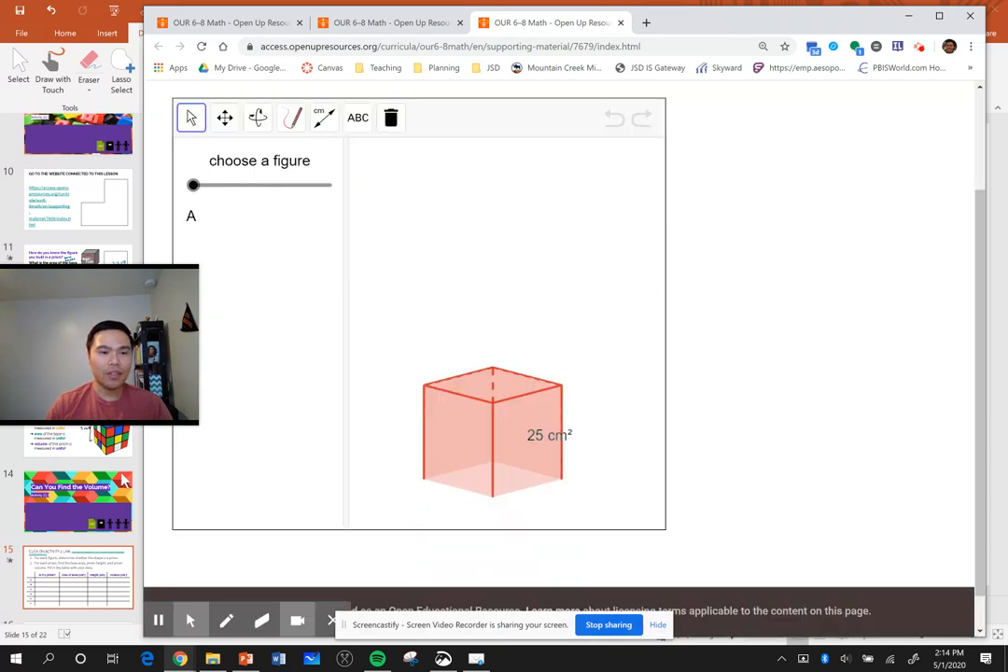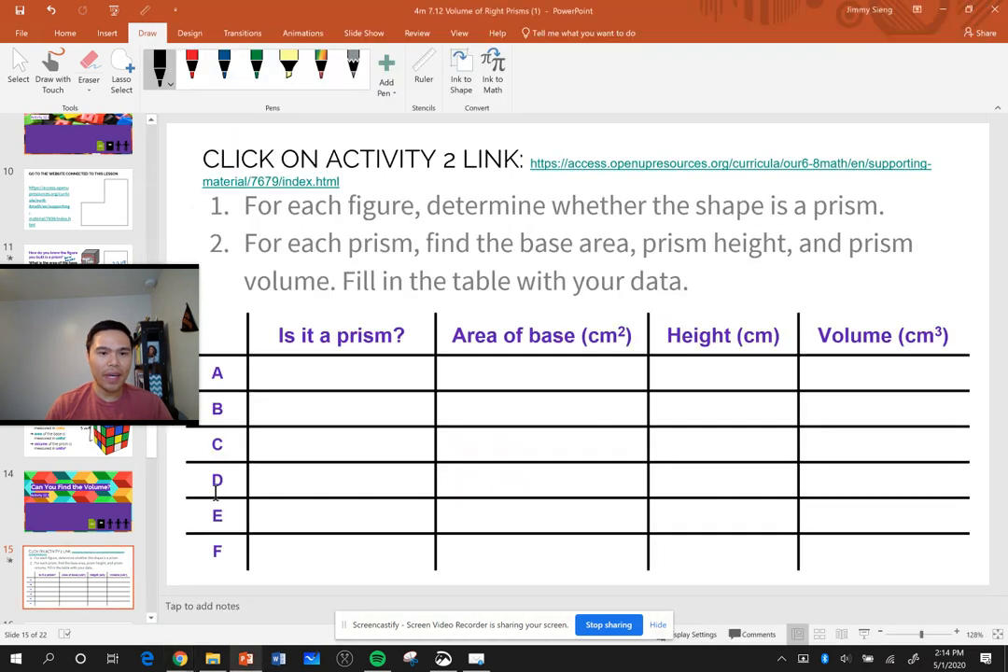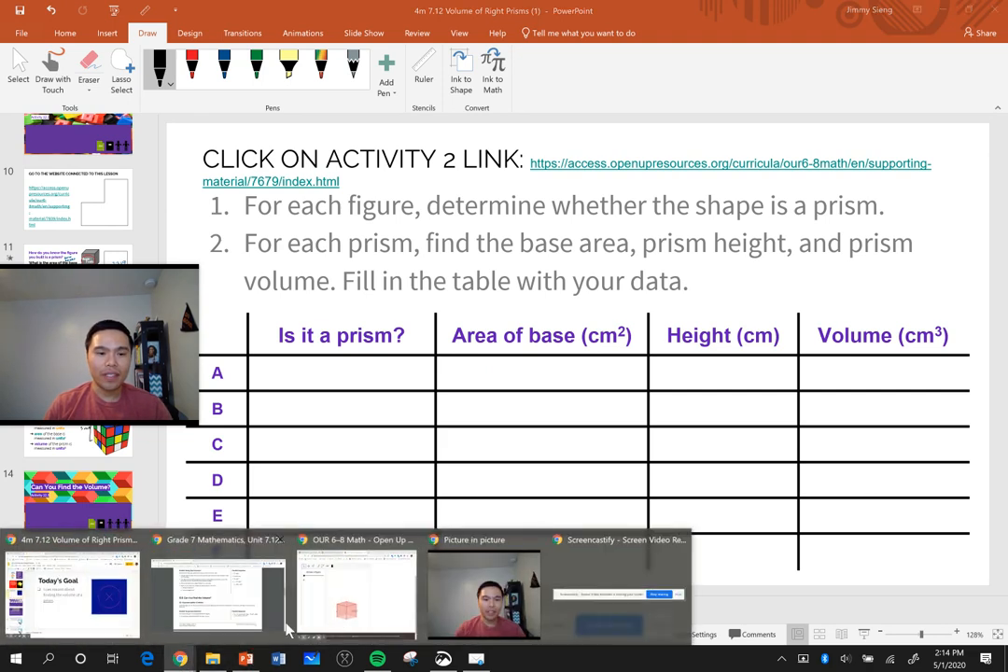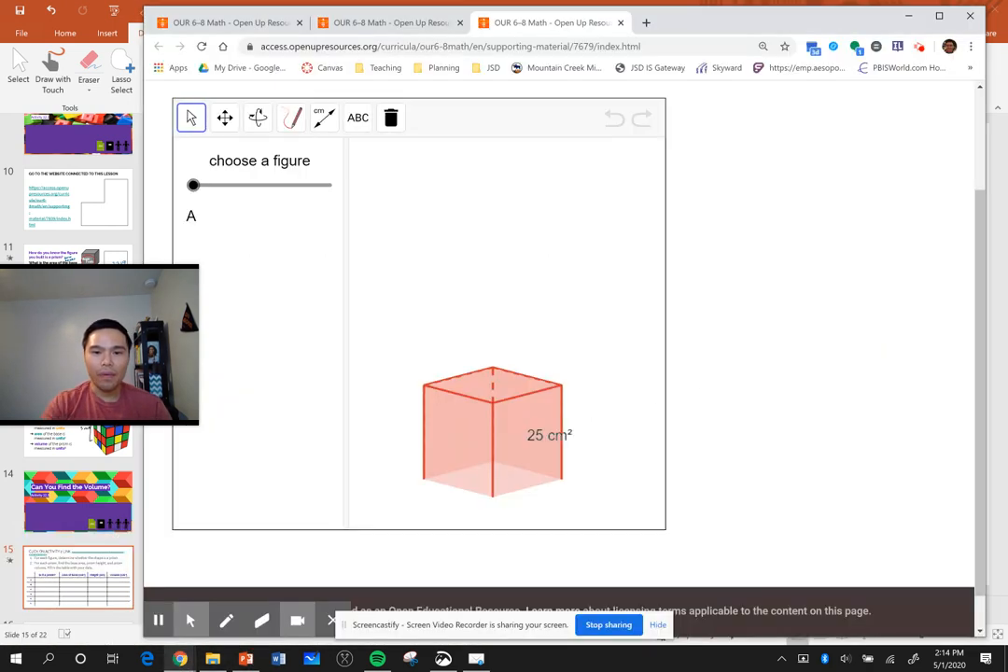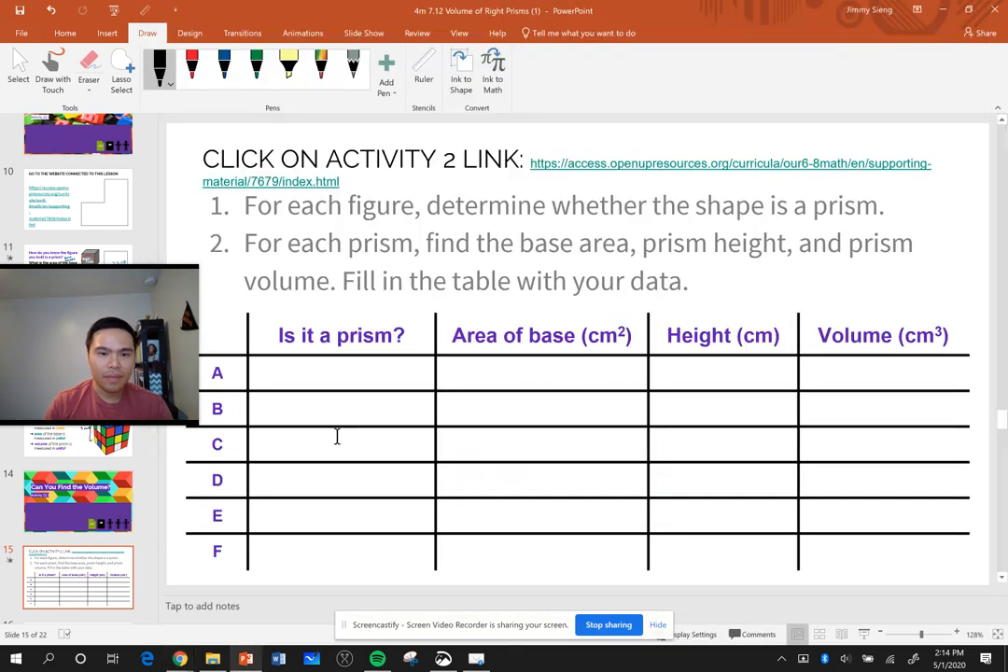All right, I gotta choose each figure. This is A through F, represents these right here, right? I need to ask myself, is it a prism? What's the area? What's the height? And then what's the volume? For example, if I was to look at this, well, this represents the base, is 25. So the base is 25.